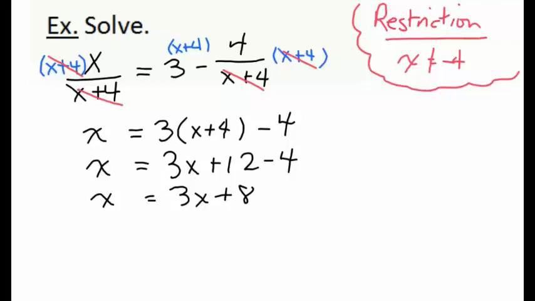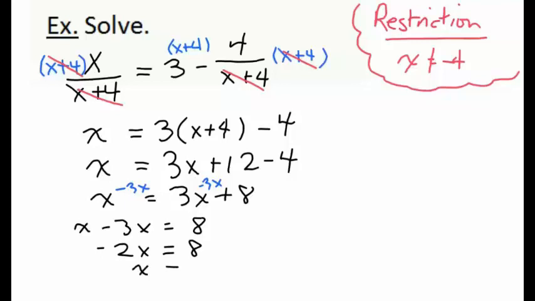Okay, from here, let's subtract 3x from both sides. This is going to give me x minus 3x equals 8. Or x minus 3x gives us negative 2x in total. And if we divide both sides by negative 2, we get x is equal to negative 4.